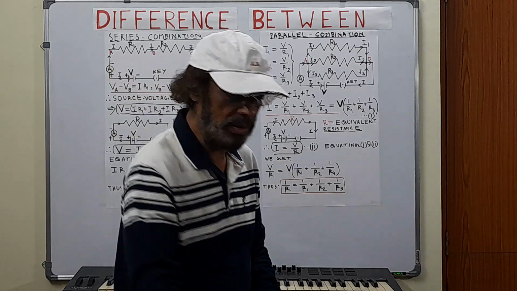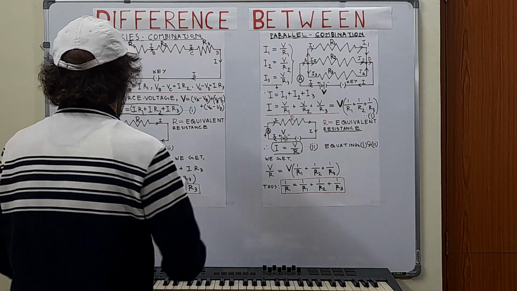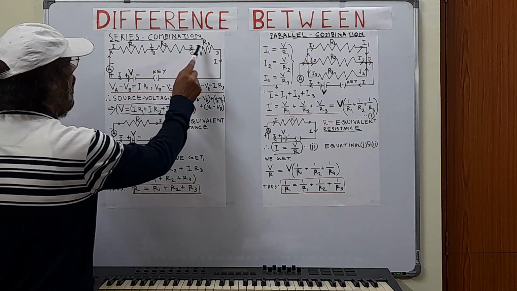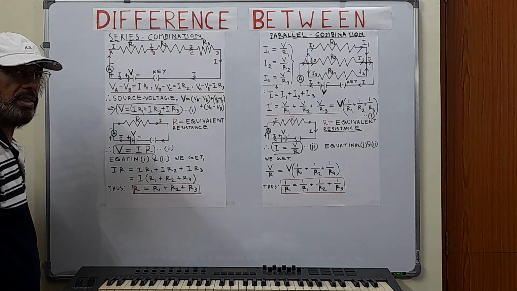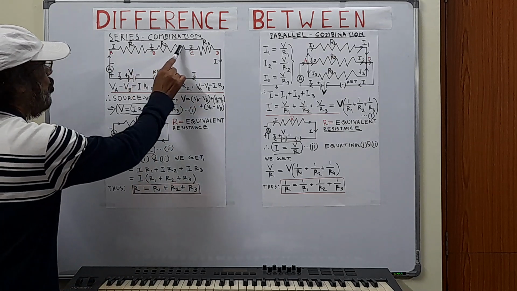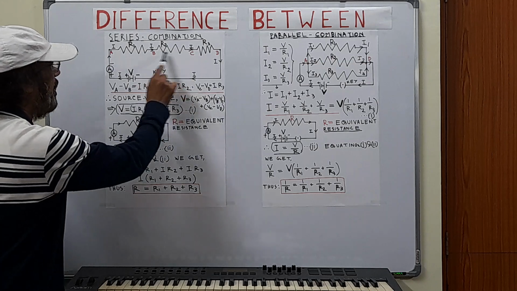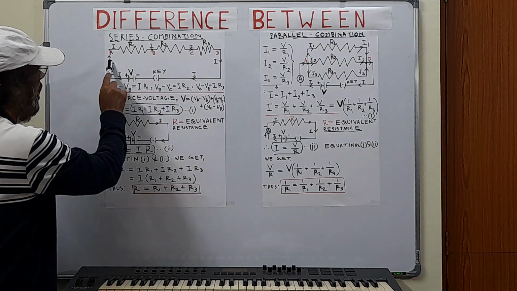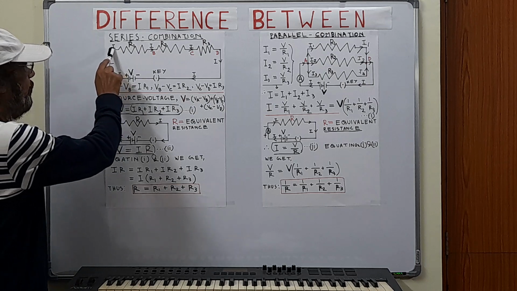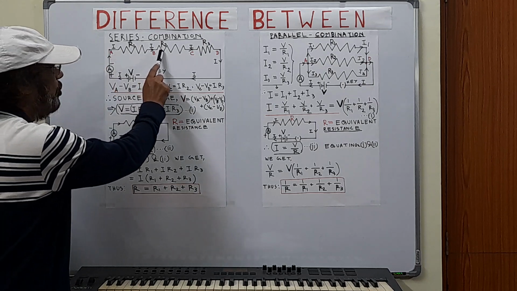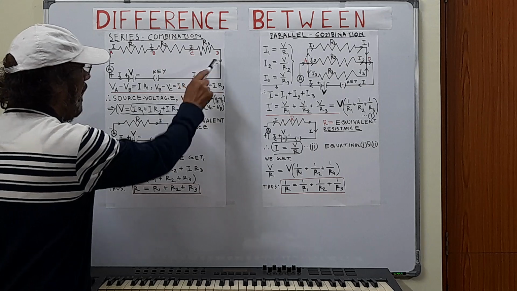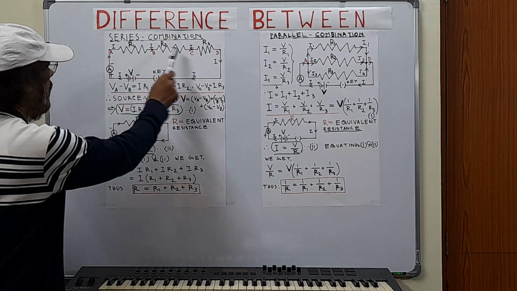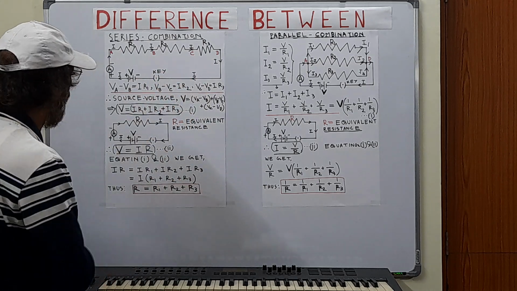Okay. In the same way, R1, R2, R3 are three different resistances. Since there is no junction or any other connection in between A, B, C, then the same amount of current will flow through R1 and R2 and R3, and that is the most important point in series combination.